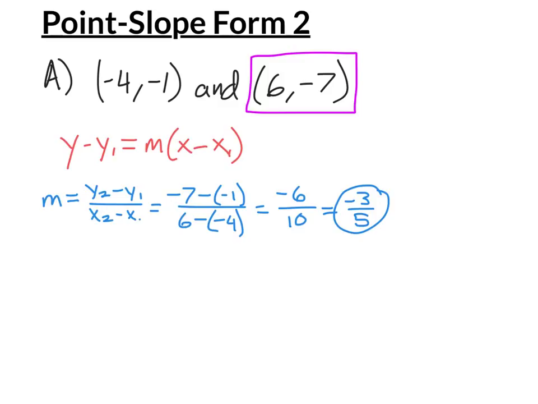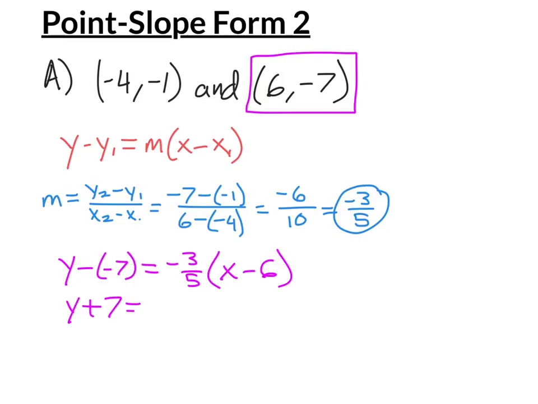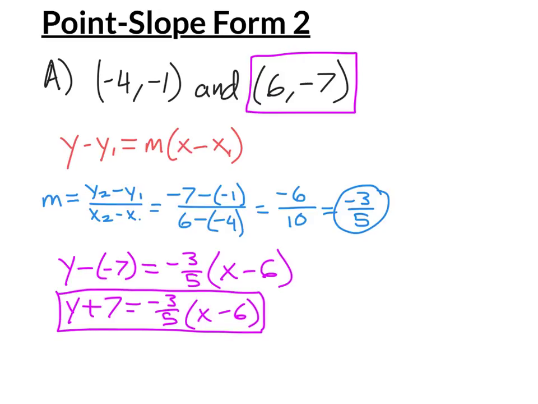We have y minus -7 equals -3 over 5 times x minus 6. So we're using subtraction for both of those. We could simplify this one on the left. y minus -7 is the same as y plus 7 equals -3 over 5 times x minus 6. So this is our equation in point slope form.